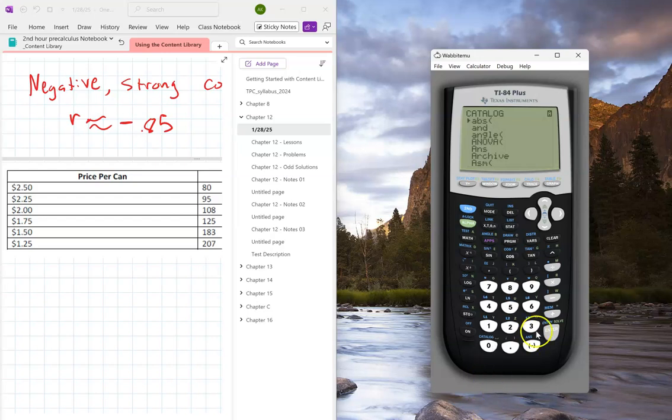So I could scroll with the arrows, but I don't want to do that because there's a lot of letters in between A and D. If you notice on your calculator screen on your keyboard, there's little green letters. So I'm going to press the one with the D. So that's the X to the -1 button. That skips me all the way to the D's in my catalog. And now I'm going to scroll down and look for diagnostic on.